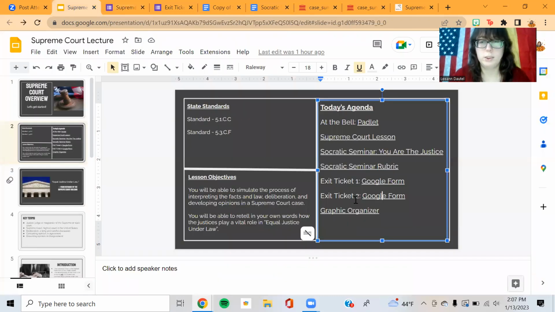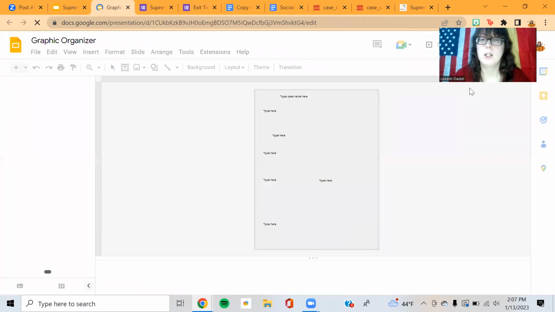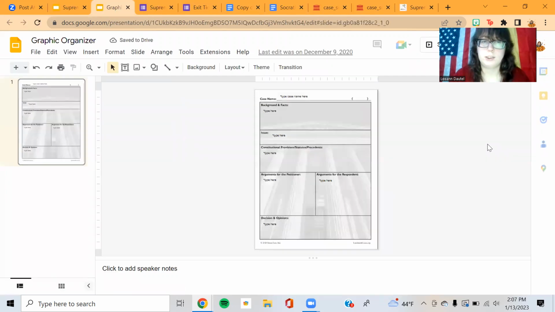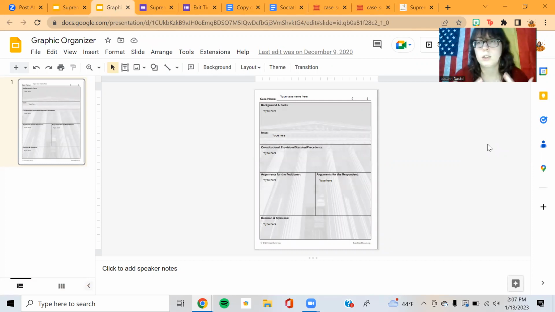And of course, during the Socratic seminar, students will be given a graphic organizer for those that really need it, especially my students with reading comprehension goals, as this will help them easily organize their thoughts onto paper before formulating their own opinion about the case that they are assigned to.